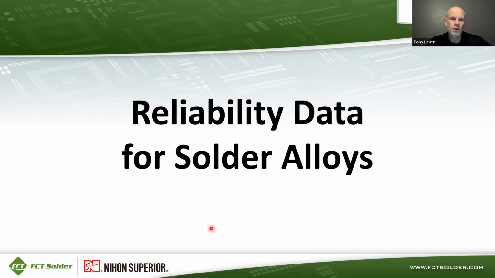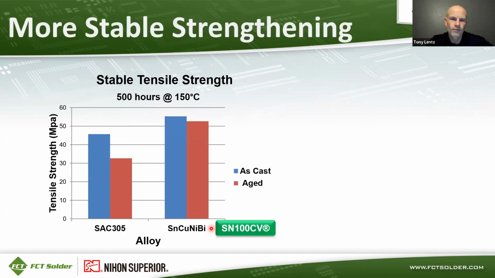All right, let's switch gears and talk about reliability data. So here's tensile strength of 2 different alloys, SAC 305 and tin copper nickel bismuth, which is SN100CV. As cast means there's no aging done to it. So the blue bars show you the strength of the two. SAC 305 is a little lower than the SN100CV. But then aging was done, 500 hours at 150C, and you can see the aged SAC 305 lost some tensile strength, whereas SN100CV just lost a little bit of tensile strength. So it's a little more stable with this aging test.